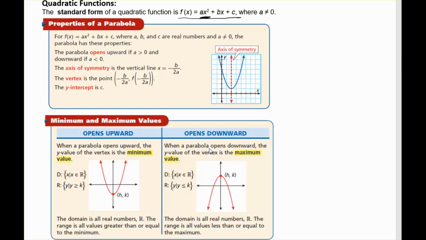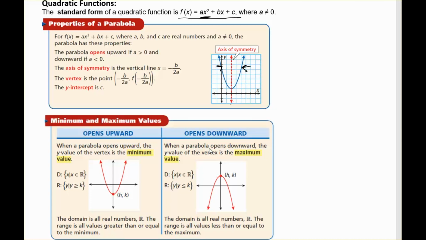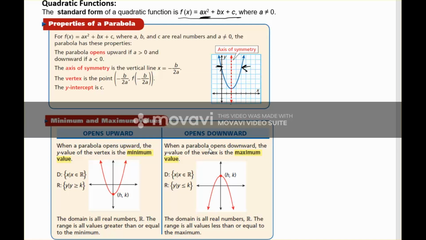Here's some of the properties of a parabola. A parabola is the graph that you get when you graph a quadratic function. So it will have an axis of symmetry. That means that you could fold it on that line and this side would land exactly on that side. So they would look exactly the same. You can also say that they're mirror images of each other about that line. And it will either open upward or downward.